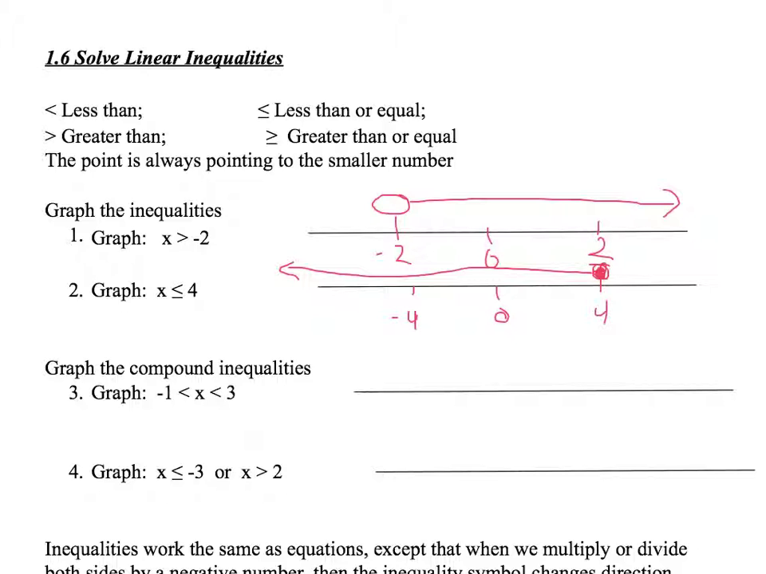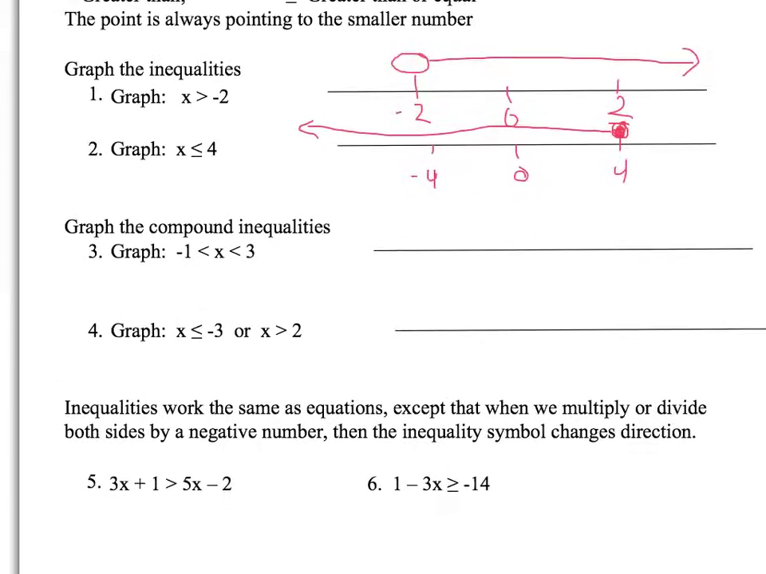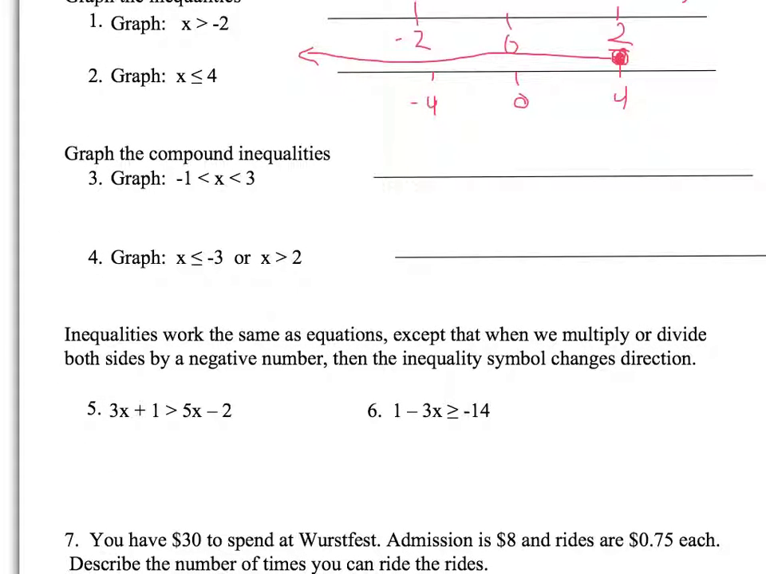Okay, so let's look at example 3. This time, we want to show the values of x that are bigger than negative 1, but are smaller than 3. Okay, so let's pick some random numbers and figure out if they are part of that graph. Negative 4 plugged in for x right here. Negative 4 bigger than negative 1? No, that is not true. So that's not part of my solution.